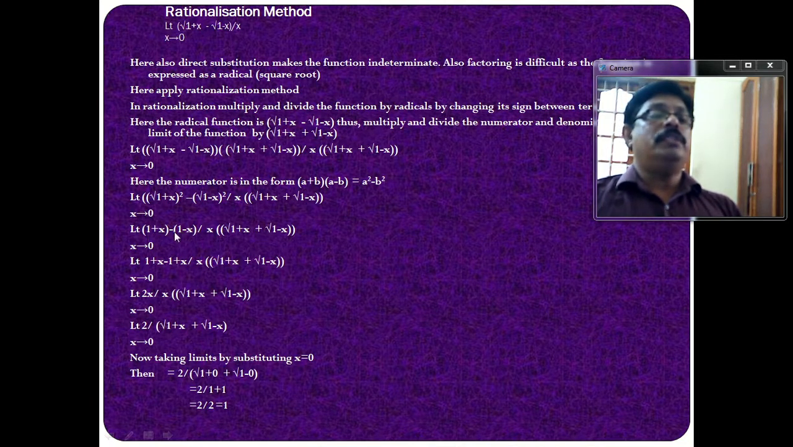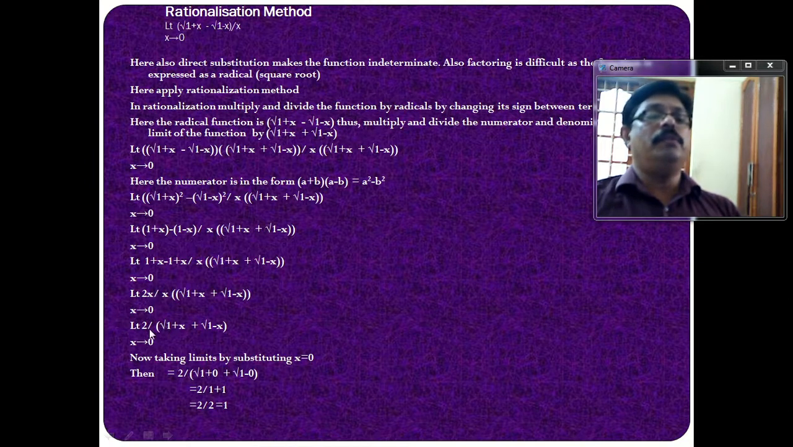Then removing these brackets, 1 plus x minus 1 plus x. 1 plus x minus 1, then minus into minus plus x. So this 1 and this 1 will get cancelled. This is plus 1 and this is minus 1. This will get cancelled. Then you will get 2x in the numerator and the denominator is taken as such. Then you can cancel this x from the numerator and the denominator.